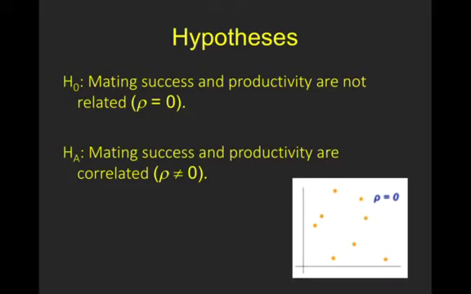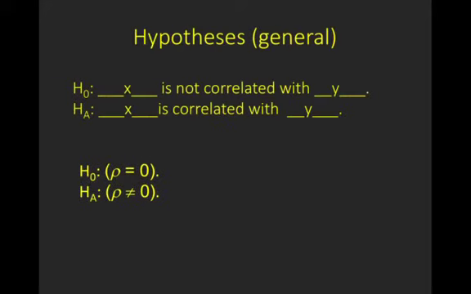This is a two-tailed type of test because we're not saying mating success is positively or negatively correlated with productivity. We're just saying they are correlated. And if you want to break it down and just think about these hypotheses in general, we can use H0, H naught, and HA in the same way. You can have rho equals 0 or rho is not equal to 0 for your statistical hypotheses. And you can just input your two numeric variables into the sentences above to come up with your biological hypotheses.